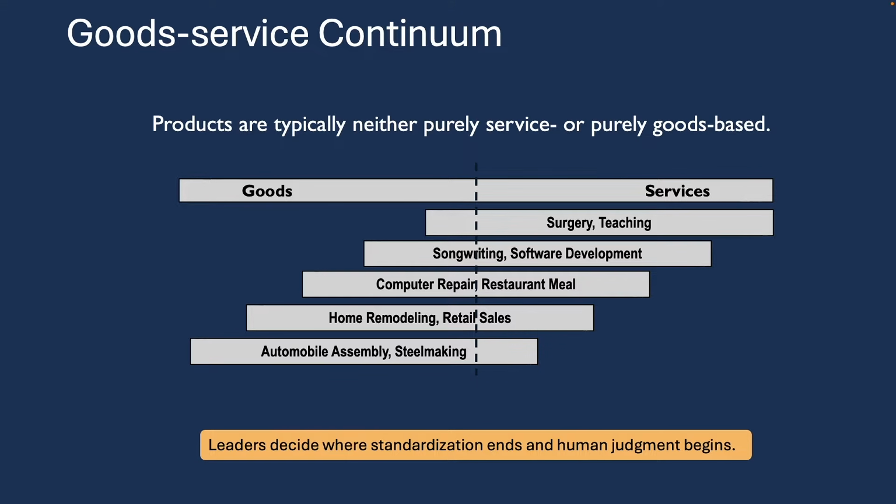Leadership decisions determine where standardization ends and discretion begins. Too much control can reduce innovation and flexibility. Too little control can undermine quality and reliability. Balancing this trade-off is a leadership responsibility.